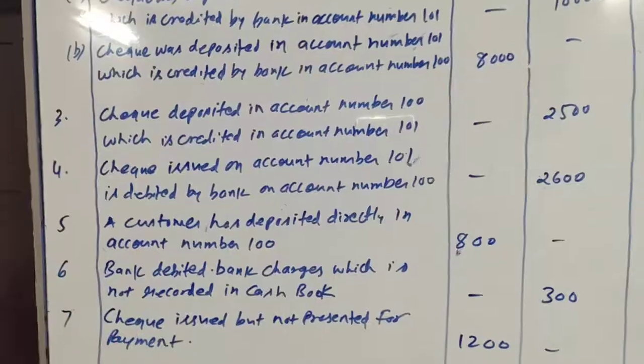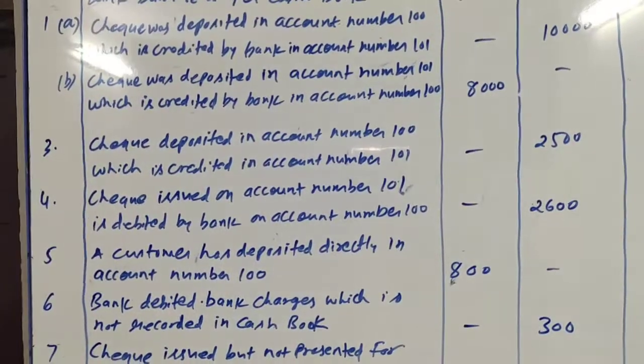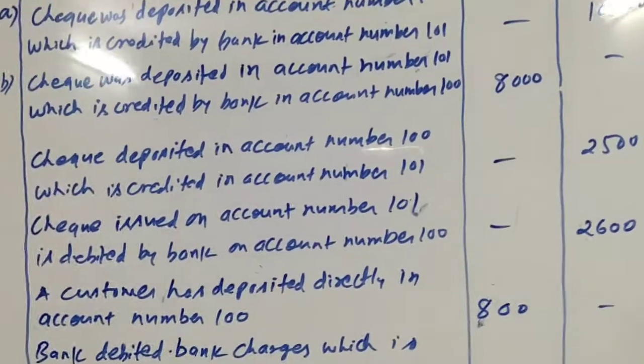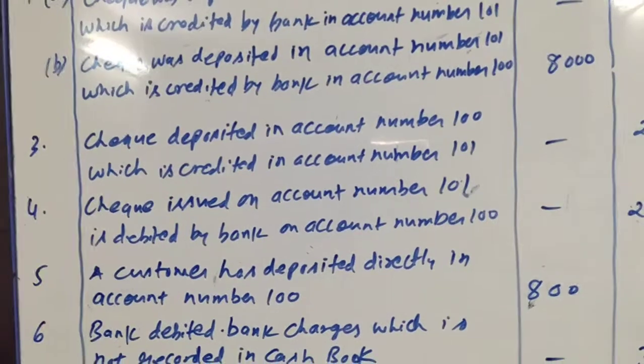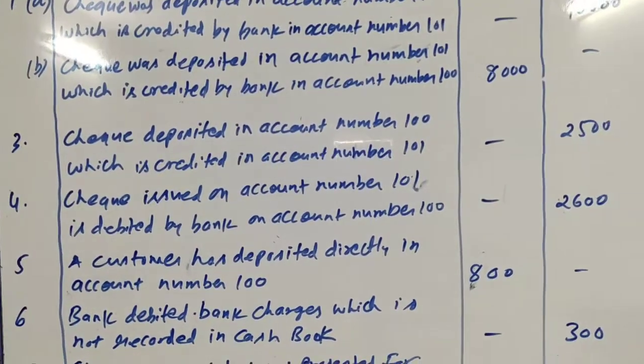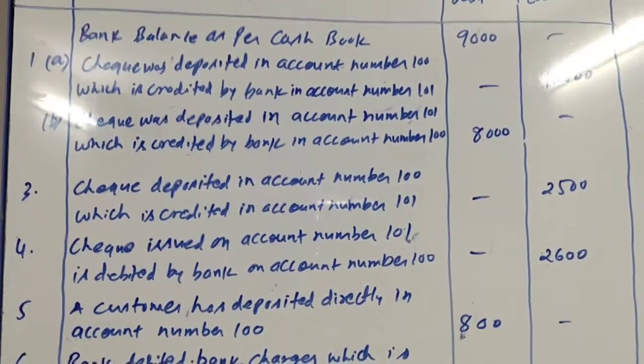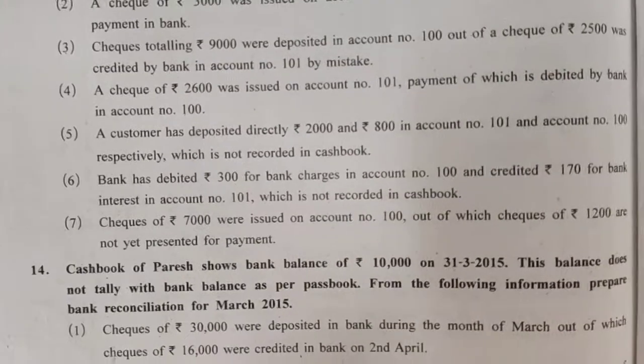So here it is. Check issued on account number 101 is debited by bank on account number 100. Transaction number 4. So 2,600 at the credit side. Next, fifth one.